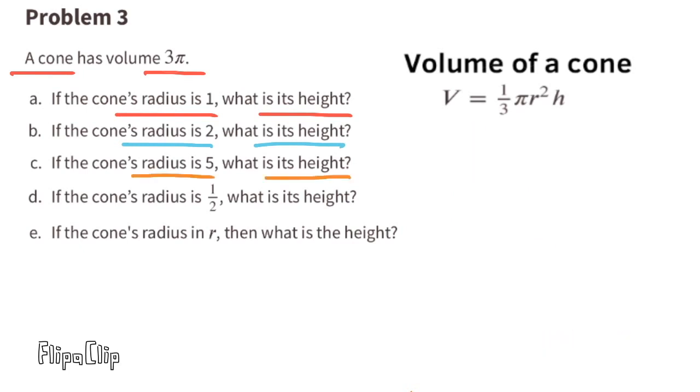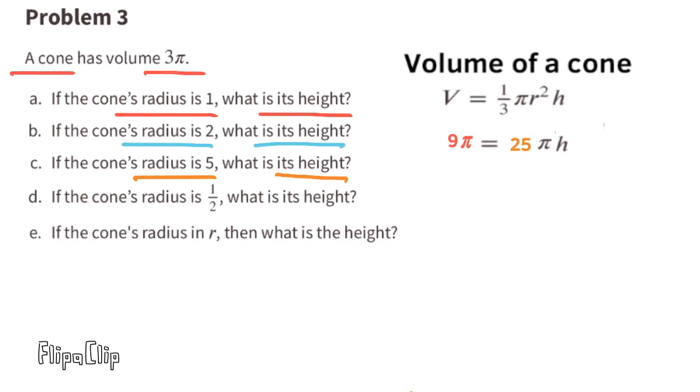C. If the cone's radius is 5, what is its height? So we can substitute the r with a 5, and we're solving for the height, so we're trying to get the height by itself. So again, let's multiply both sides by 3, which is the reciprocal of 1/3. 3 times 3 pi equals 9 pi, and 3 times 1/3 pi equals 1 pi, or pi. Now you can write the equation as 9 times pi equals 5 squared times pi times h. 5 squared, or 5 times 5, equals 25. So now the equation reads 9 pi equals 25 times pi times h.